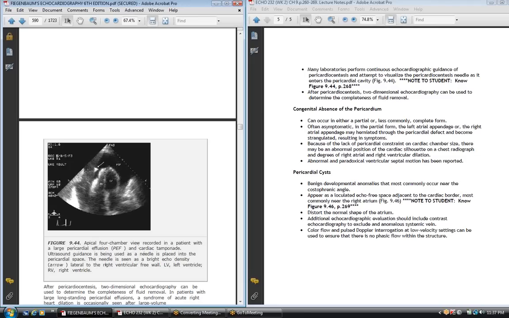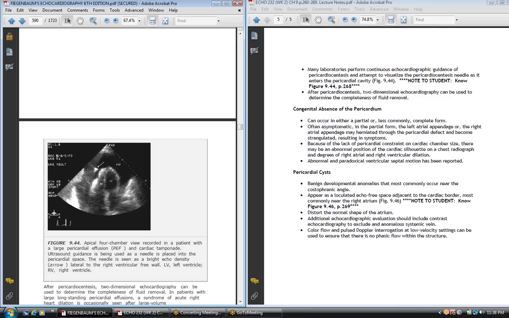There's a process called congenital absence of the pericardium. It can occur in either a partial or less commonly complete form. Often asymptomatic. In the partial form, the left atrial appendage or the right atrial appendage can become herniated through the pericardial defect and become strangulated, resulting in symptoms.